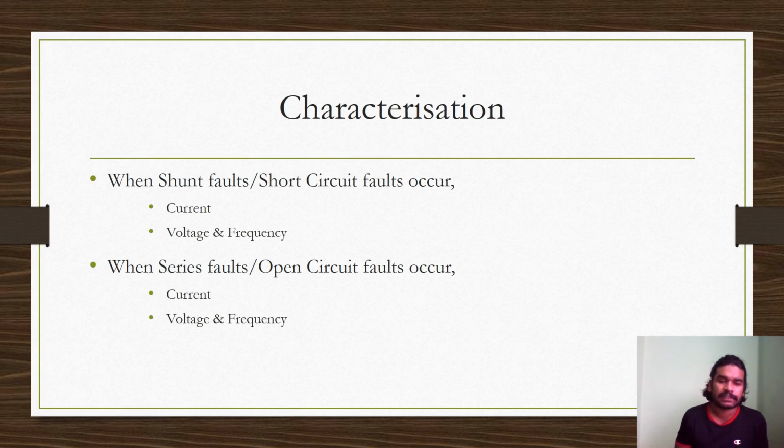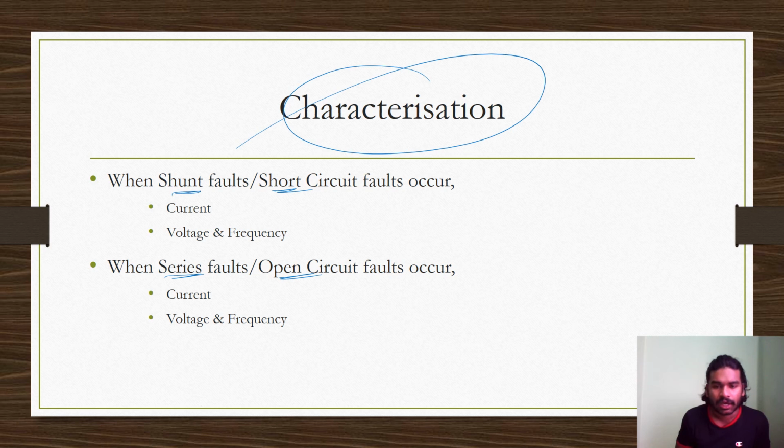All right, let's continue our discussion from the last video. We were discussing the classification of different types of faults that occur on a power system, and we said that there are short circuit faults and open circuit faults, which are also called shunt or series faults respectively. So we will see how these faults are characterized. Firstly, what is a shunt or short circuit fault? Let's rediscuss how a shunt or short circuit fault occurs.